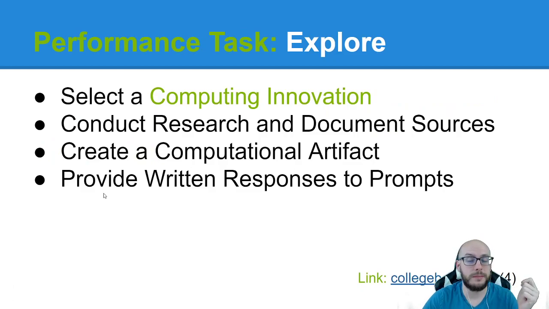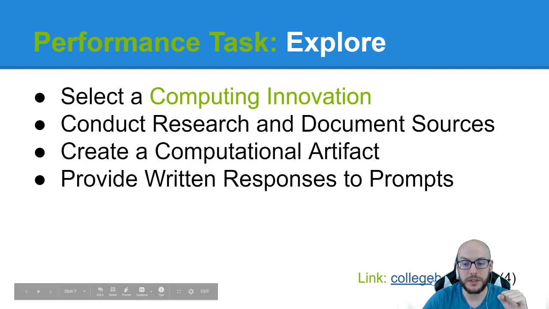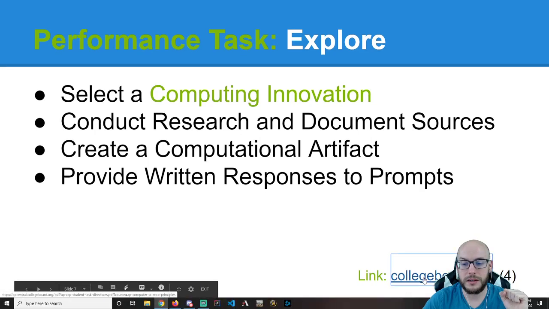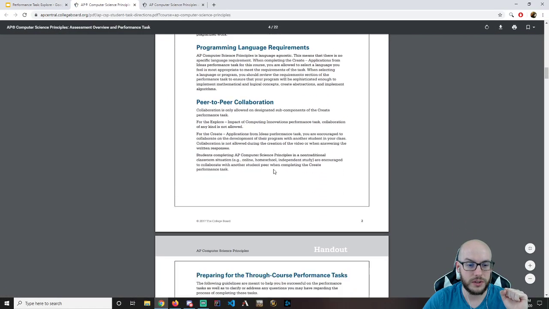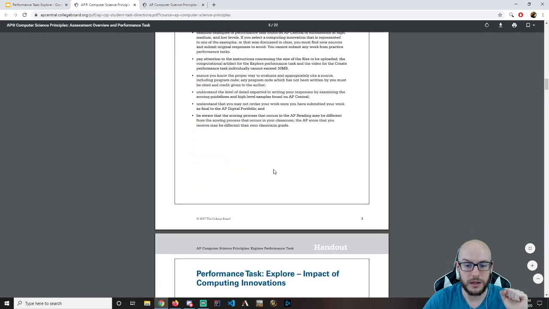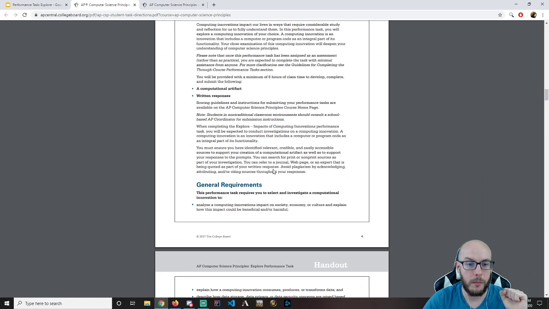Effectively, these are your steps to completing Explore. You're going to select a computing innovation. We'll talk about what that is. You're going to conduct research and document sources. You're going to create a computational artifact. We'll talk about what that is. And then, just like with the Create task, you're going to respond to some prompts. There's a link here that will tell you where I found all this stuff, and this is on page 4 of this description.